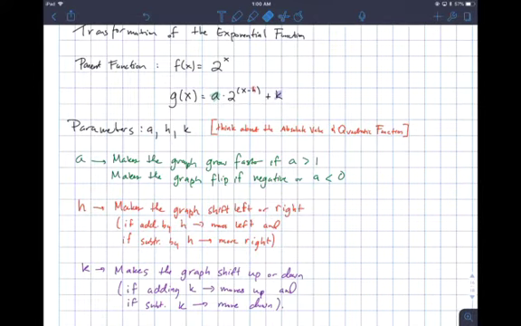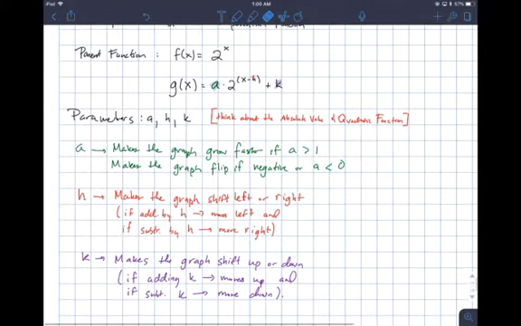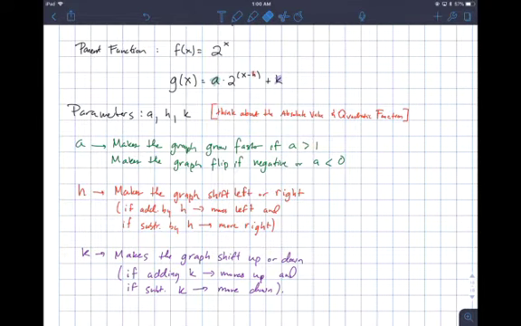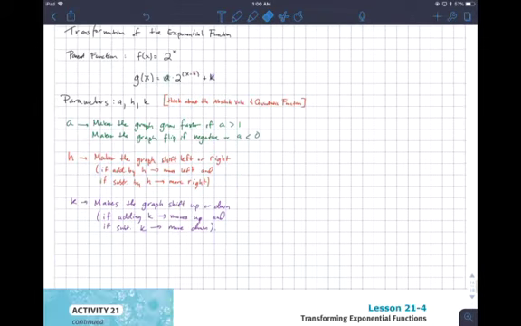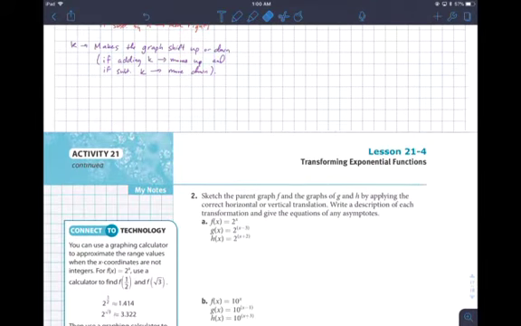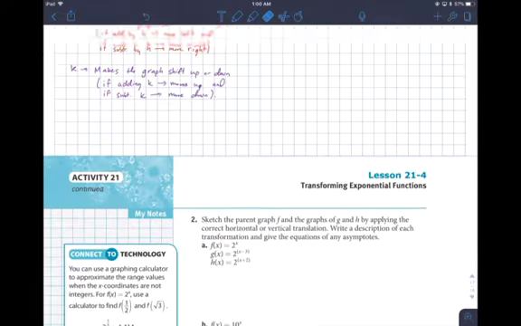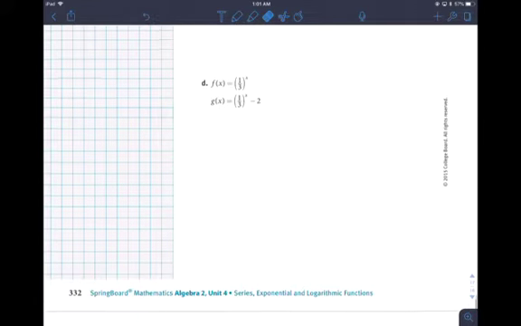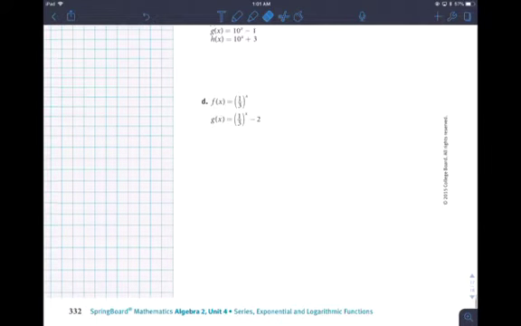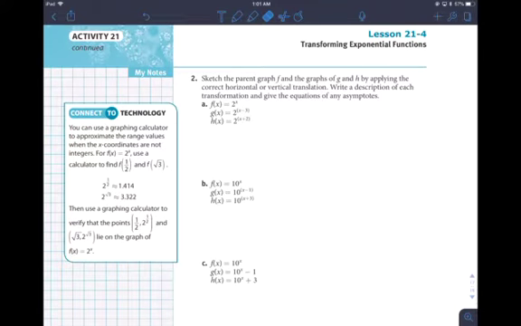So the parameters a, h, and k. I hope you had a chance to play around in Desmos and realize the effects that a has on the graph, h has on the graph, and k has on the graph. So this one we're just going to do two examples, and then I'll assign work based on this work. So I'll start with lesson 21-4. That's page 332.